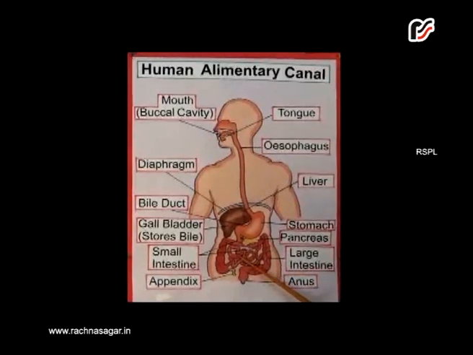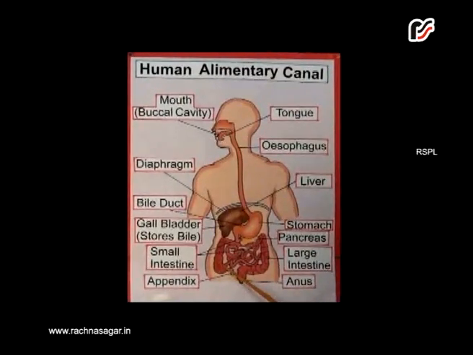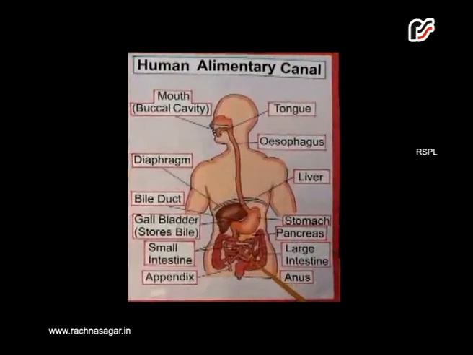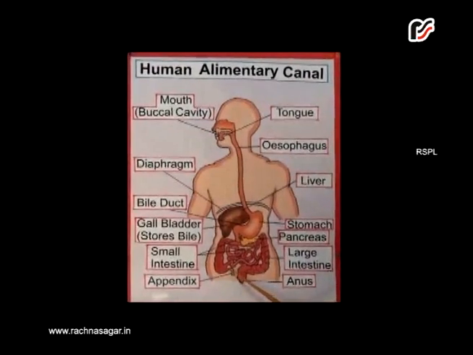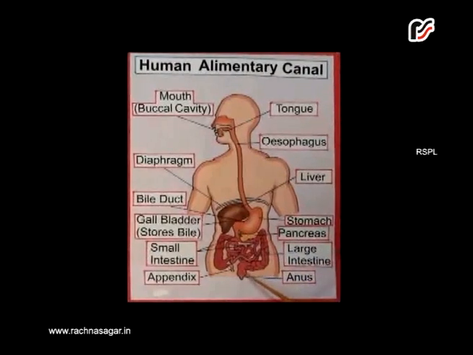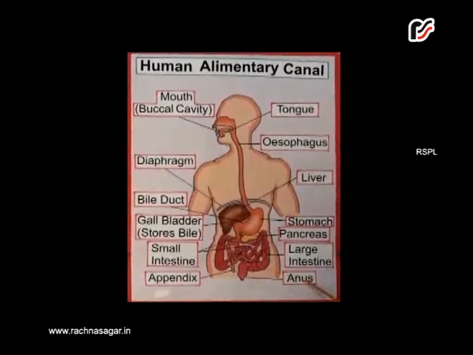The small intestine then communicates with the large intestine, again with the help of sphincter muscles. Large intestine has some parts. The first part is known as appendix. This appendix then leads into the colon. These are colon, and it's a part of large intestine. Colon communicates with rectum. Rectum opens out of the body through one opening, which is known as anus.